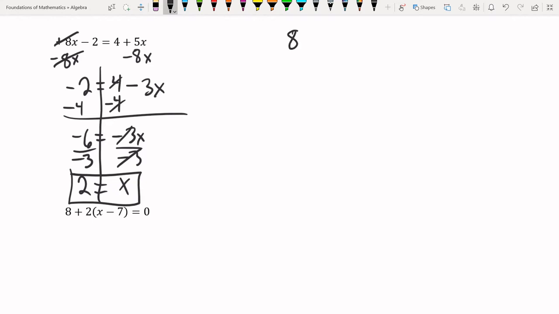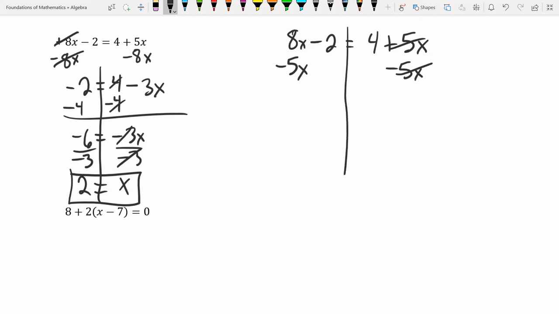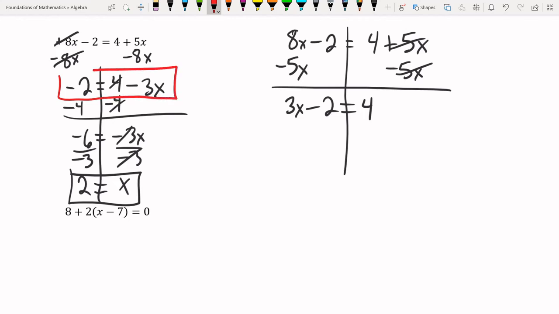I could have also moved the 5x to the other side by subtracting 5x this way. Those cancel, and we get 3x minus 2 equals 4. So you see how in the other problem, I have the variable on the right-hand side. In this problem, I have the variable on the left-hand side. It doesn't matter. You're going to get the same answer both ways. Just make sure you do it one way. But either way that I did it, you see that I have a two-step equation after I do it.